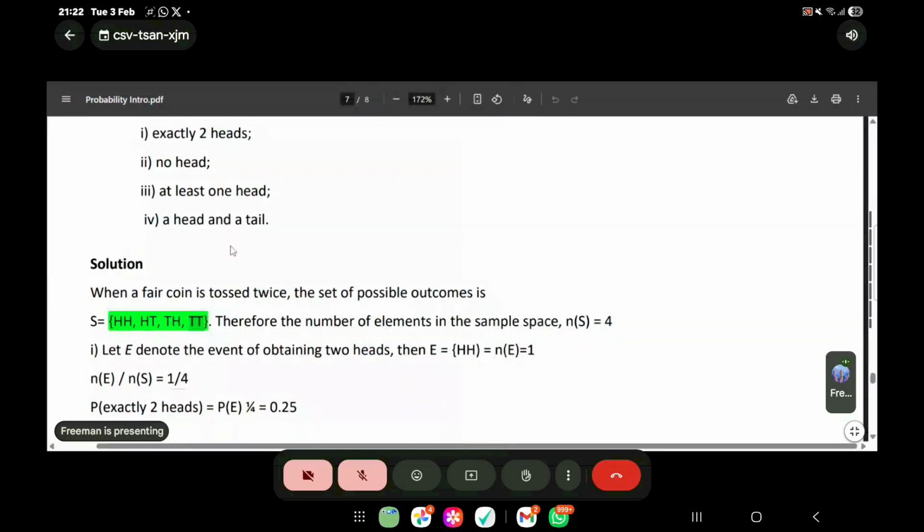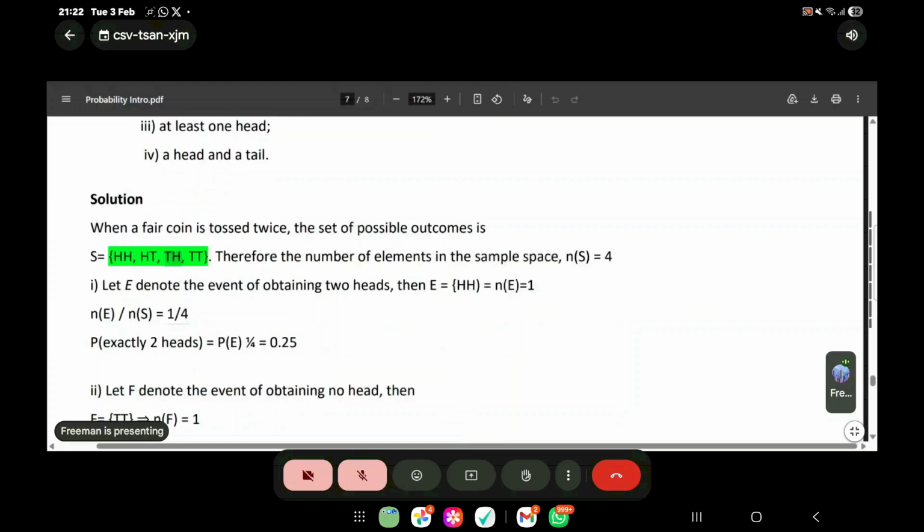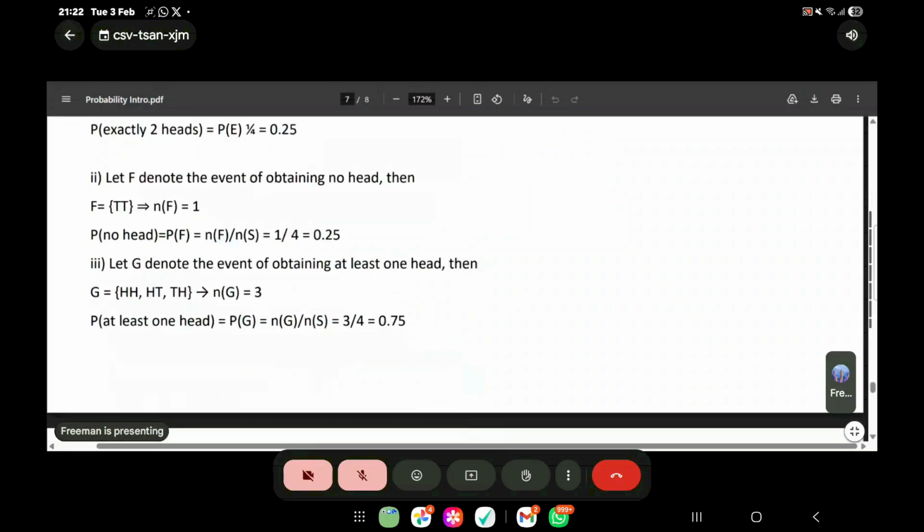So at least 1 head. Here there is a head. Here too there is a head. Here too there is a head. But the last one, there is no head. So at least 1 head means 1 or more heads. Therefore, we have 1, we have 2, we have 3. Probability of at least 1 head is 3 out of 4.